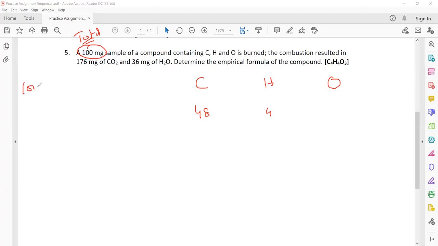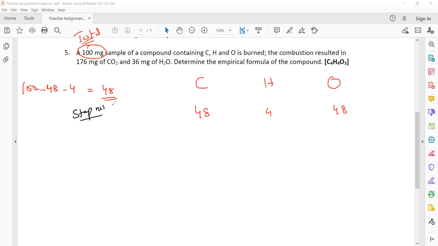So it will be 100 minus 48, which is the mass of carbon, minus 4, which is the mass of hydrogen. So that will be again 48, and this 48 will be the mass of oxygen, because the sum of the mass of hydrogen, carbon and oxygen, the total sum should be 100 milligram as they mentioned. So we worked out the mass of oxygen, which is 48. Now we have the mass of each, so we can use the steps.